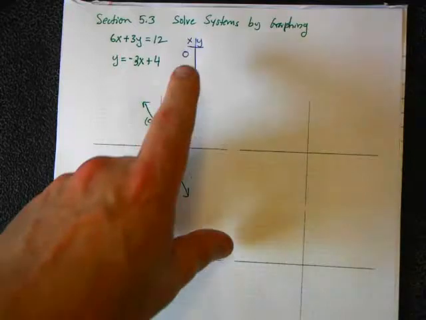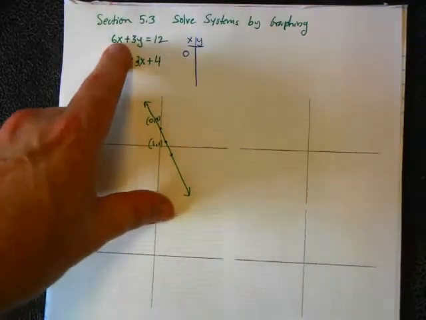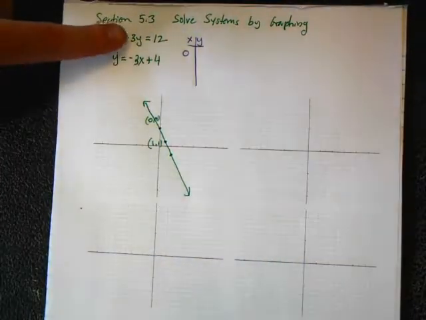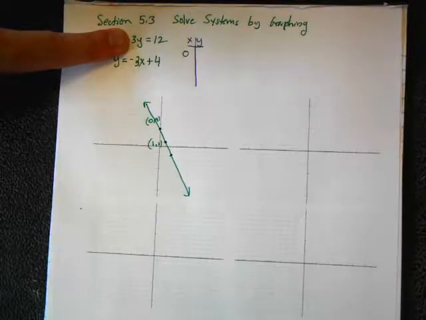So if I plug in 0 for x, what's 6 times 0? So this part would disappear, wouldn't it? And I would have 3y equals 12. And you can do that in your head, can't you? y is 4.